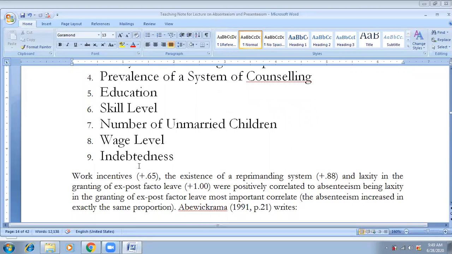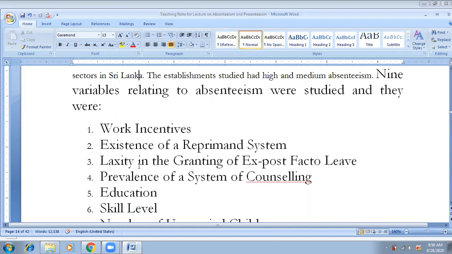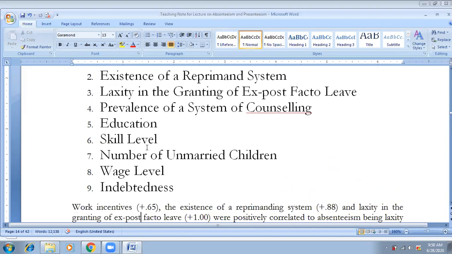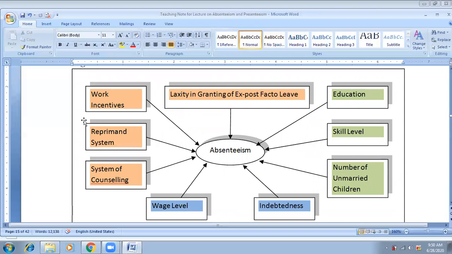According to her research, you can understand by reading, but because of the need to save time, I will briefly discuss all these nine factors. Of course, they were found to be determinants of absenteeism in Sri Lanka. Let's go to this figure. Nine factors of absenteeism. Work incentives, reprimand system, system of counseling, laxity in granting leave, with the same color, means one category: job-related. Then these three in the same color, education, skill level, number of unmarried children, were categorized by this research as personal or cultural factors. Then these two, wage level and indebtedness, the researcher categorized as economic factors.